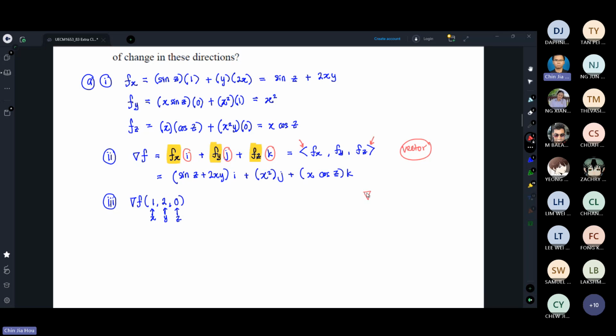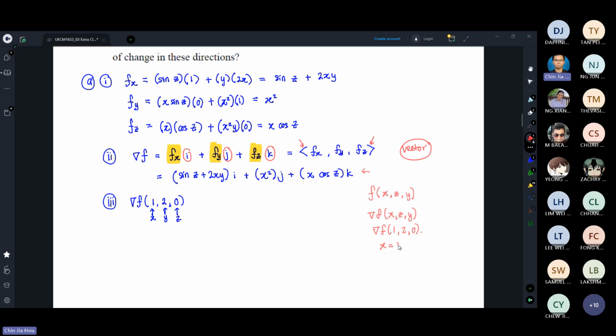I will say my function looks like this. Suddenly, I don't follow the standard anymore. I don't put x, y, z, I put x, z, y. Then I ask you to find the gradient vector. You still get the same thing, so nothing changed when you write it in an expression like this. But when it comes to this part, 1, 2, 0, then it's not standardized anymore.